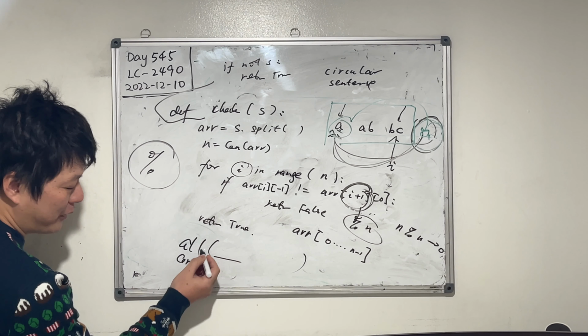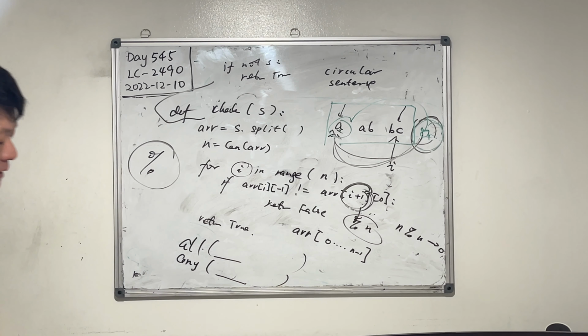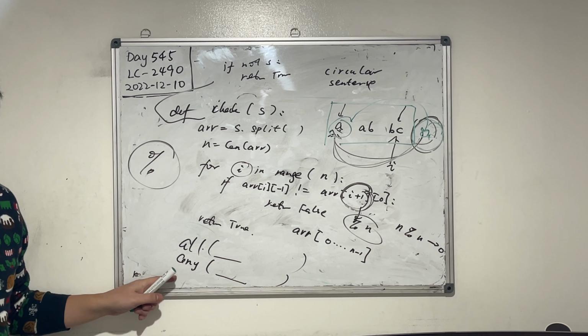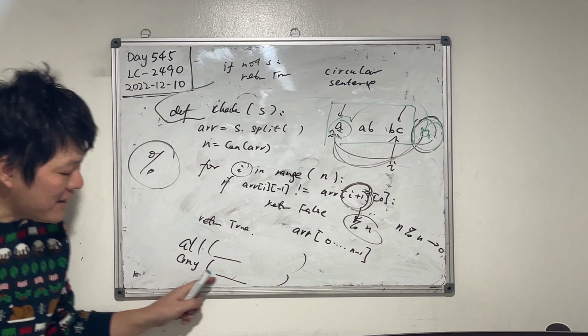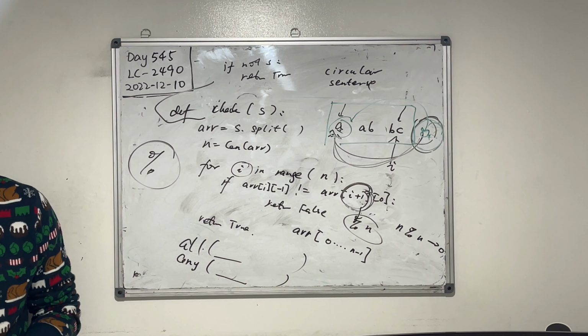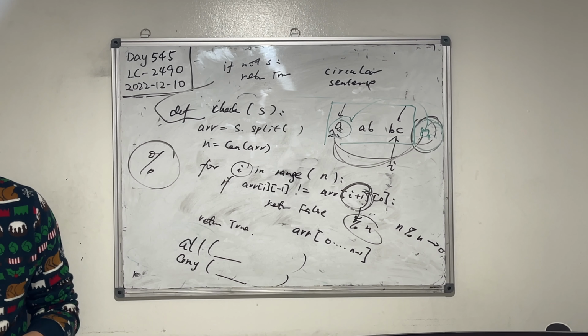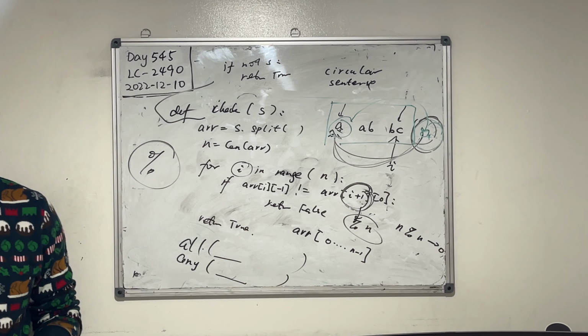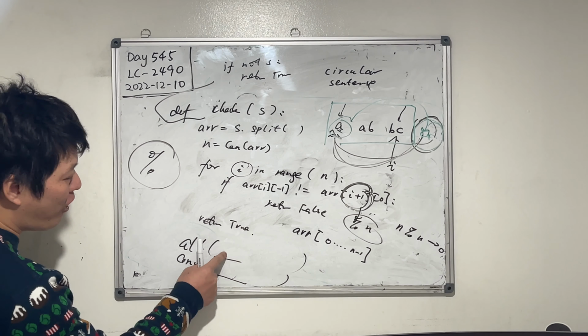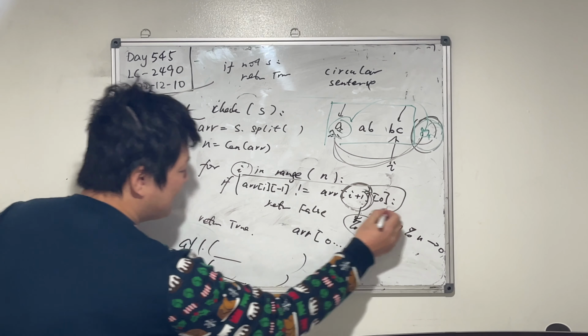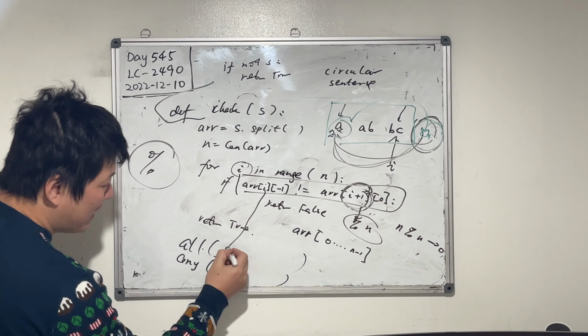What's the difference between or and any? Can you tell me? Any can be at least one, and all has to be everything. That's right. So return or this thing here.